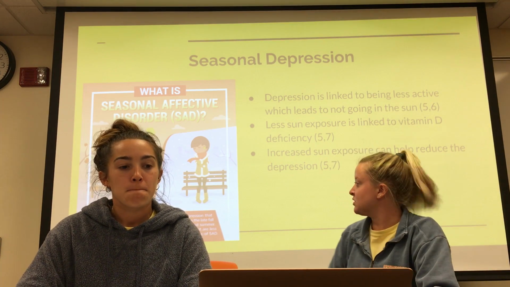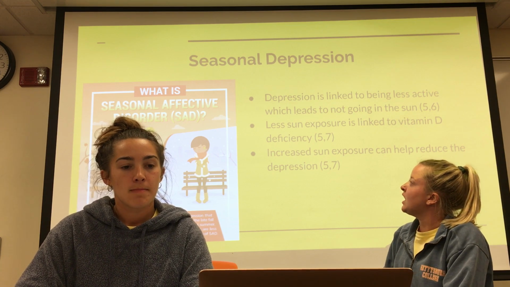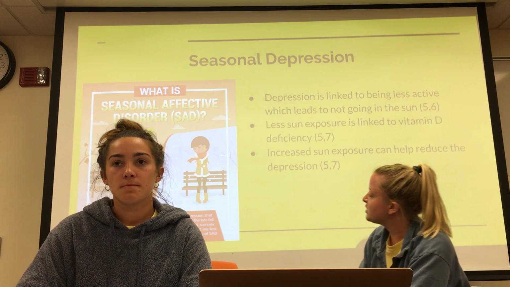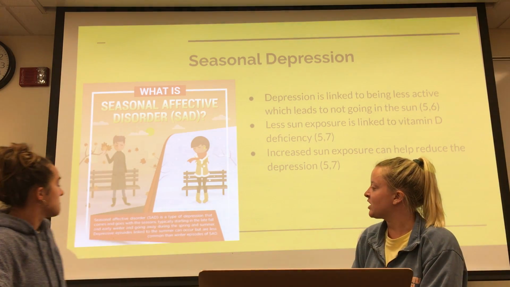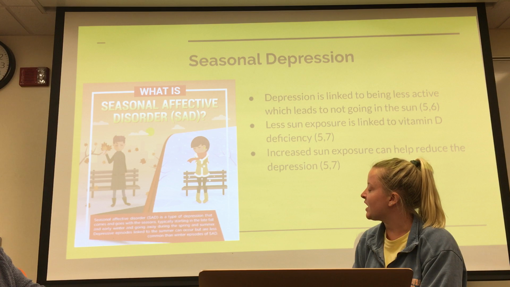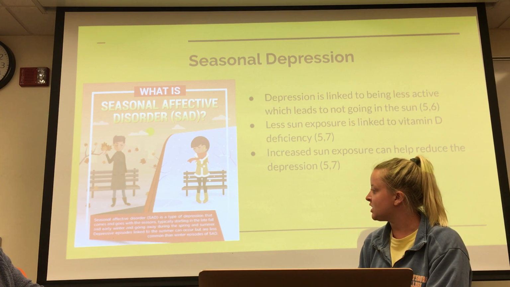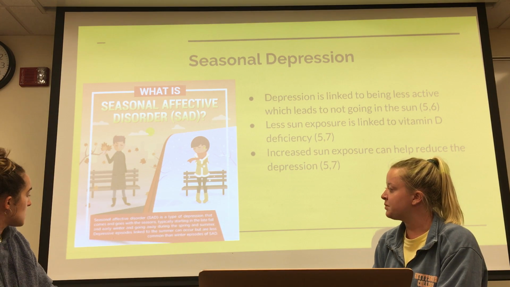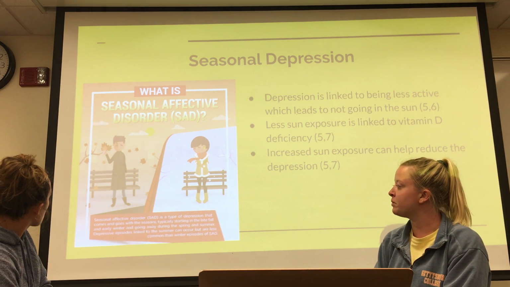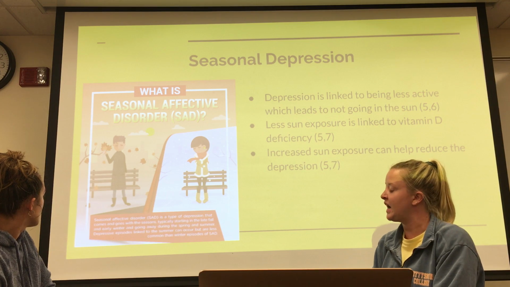So next is seasonal depression, which can also be called seasonal affective disorder. On this picture, seasonal affective disorder, SAD, ironically, is a type of depression that comes and goes with the seasons, typically starting in the late fall and early winter and going away during the spring and summer. Depressive episodes linked to the summer can occur but are less common than winter episodes of SAD.